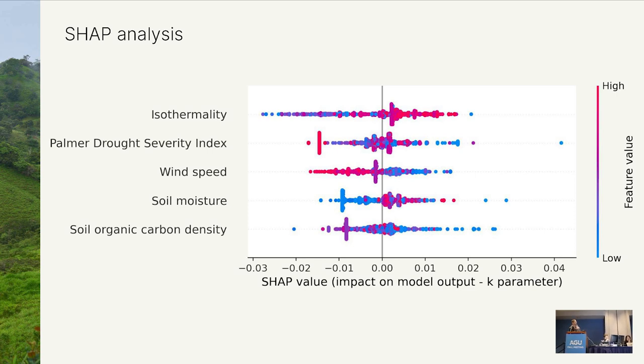Some other interesting things are more complex relationships that we need to look more into, with the drought index and the soil moisture, some interesting nonlinearities there. Wind speed was an interesting one, and it makes total sense. If it's a very windy place, trees might have a harder time growing up and attaining their eventual maximum biomass that they're headed for.